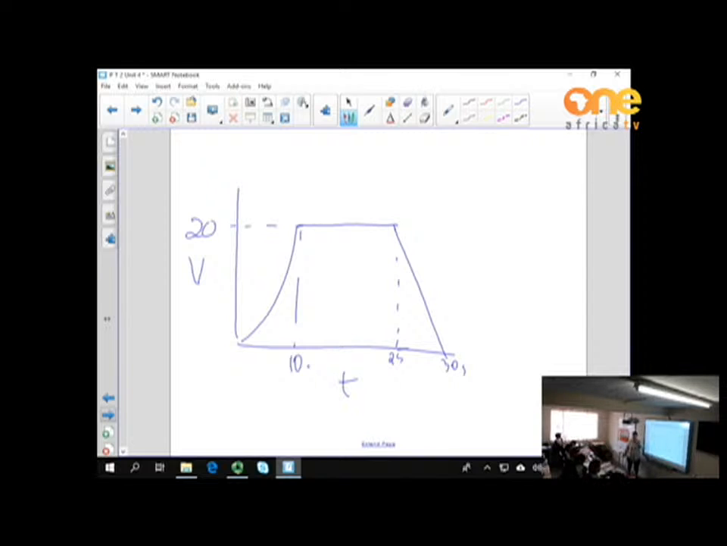Yes, increasing acceleration. And then after 10 seconds, he travels at a speed of 20 meters per second for the next 15 seconds, after which he slams on the brakes and decelerates rapidly in 5 seconds to come to rest. Are you with me? Yeah. All right.